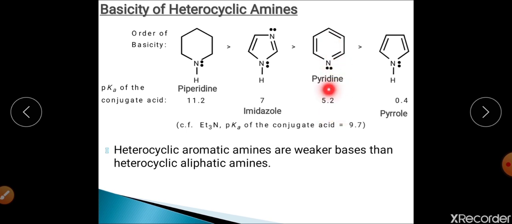So it will become less basic as compared to this piperidine. So this is the pyrrole, and if we compare this imidazole and pyrrole, we can say that here nitrogen is present, and this nitrogen is also having a lone pair of electrons, and this nitrogen lone pair is not a part of the aromatic sextet, so it will make this particular imidazole more basic as compared to pyrrole.